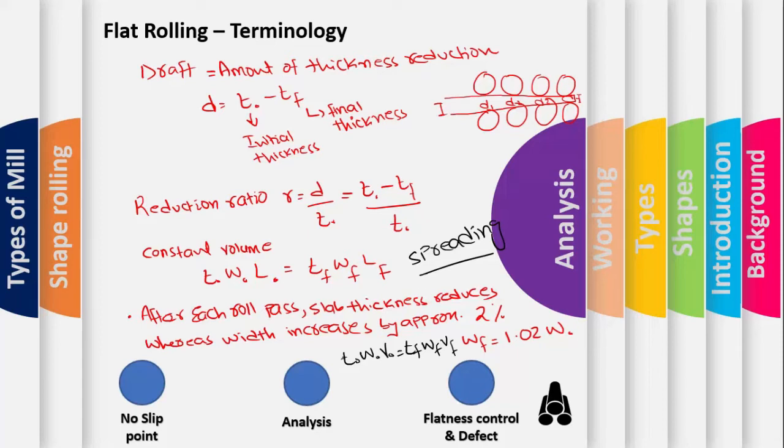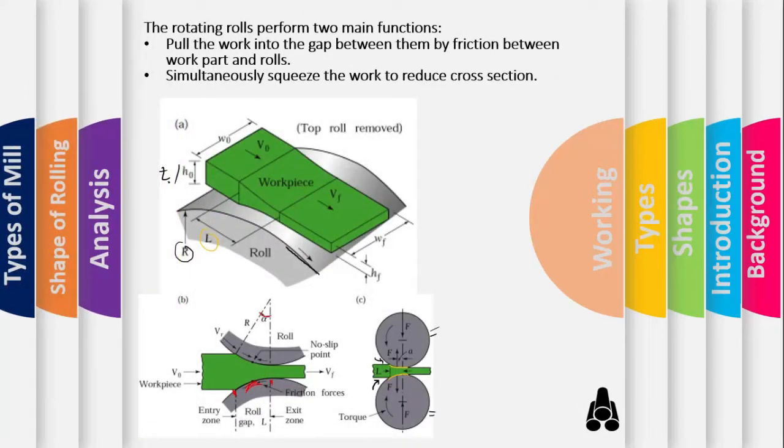In the last slide, as we have seen, if we see here in this region, the roll contacts the work along an arc, right? The roll contacts the work along an arc defined by this angle alpha, right?